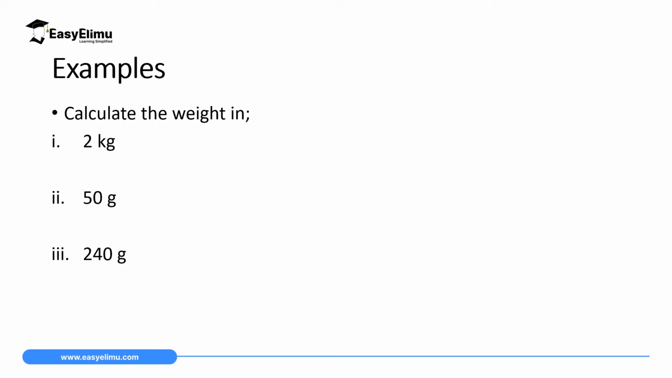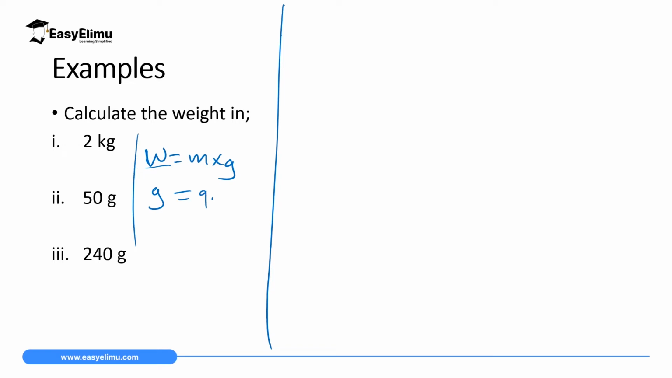Now let's do a question so that we see how we can use the relationship that we have just generated between weight and mass. And the first question is convert 2 kg to weight. Remember, we are going to use our equation weight is equal to mass times gravitational field strength, and we are going to calculate this weight on Earth's surface where g is equal to 9.8 newtons per kg.